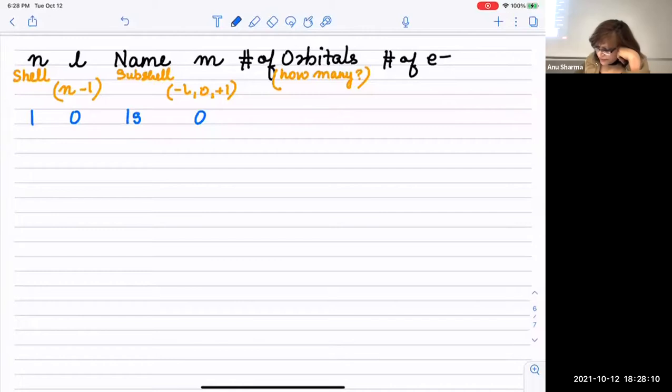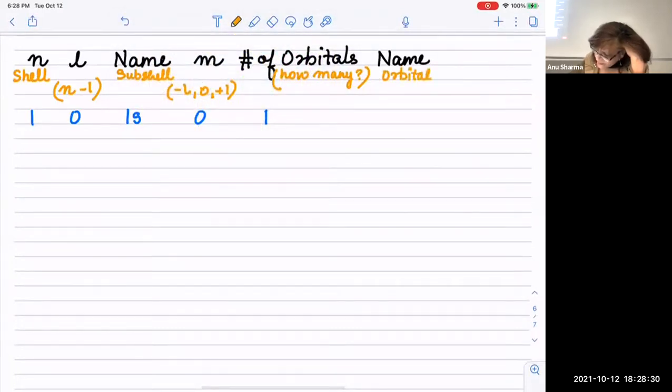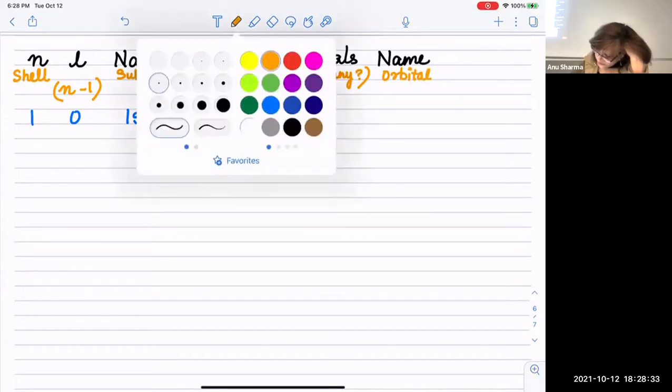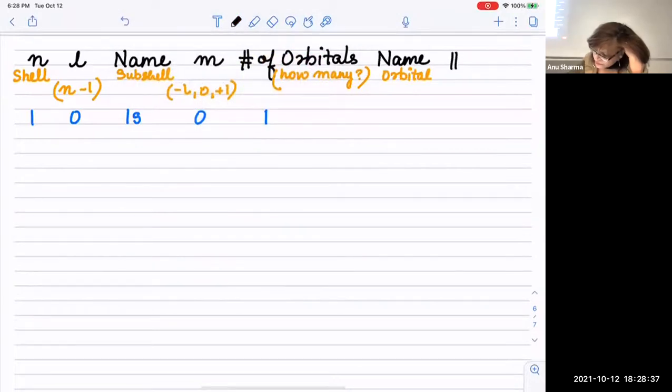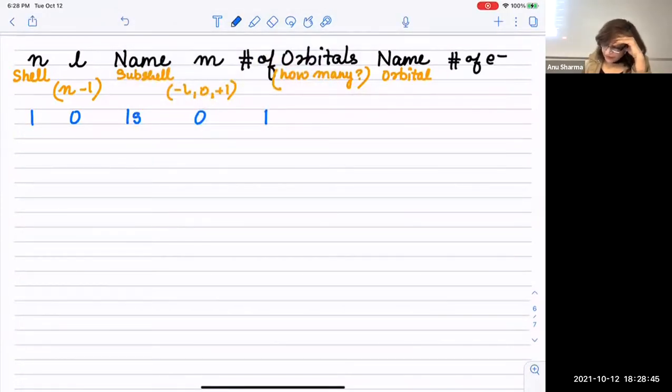So the number of orbitals, how many, and the name of the orbital, and then comes the total number of electrons. Now for the first energy level, the L value is 0, the name is 1s, M is 0, the number of orbitals is just 1, and the name of the orbital and the subshell name is the same. In the s orbital, a maximum of 2 electrons can be accommodated. Keep that in mind.